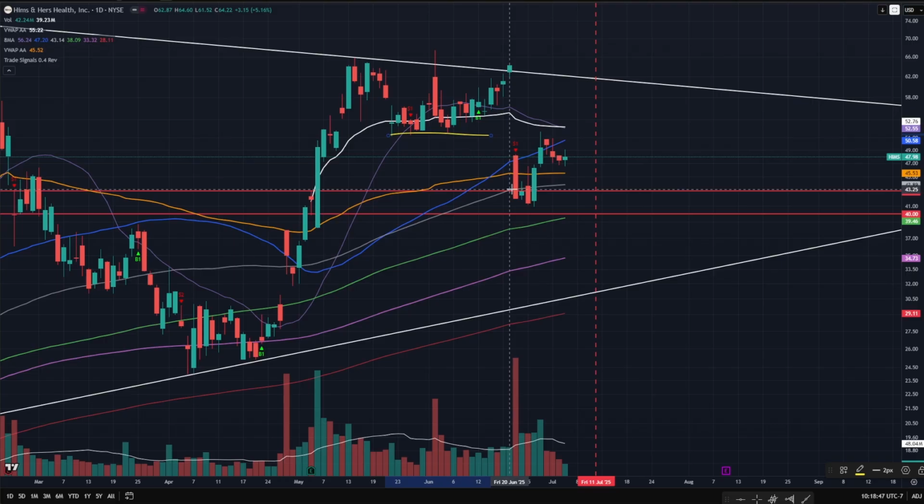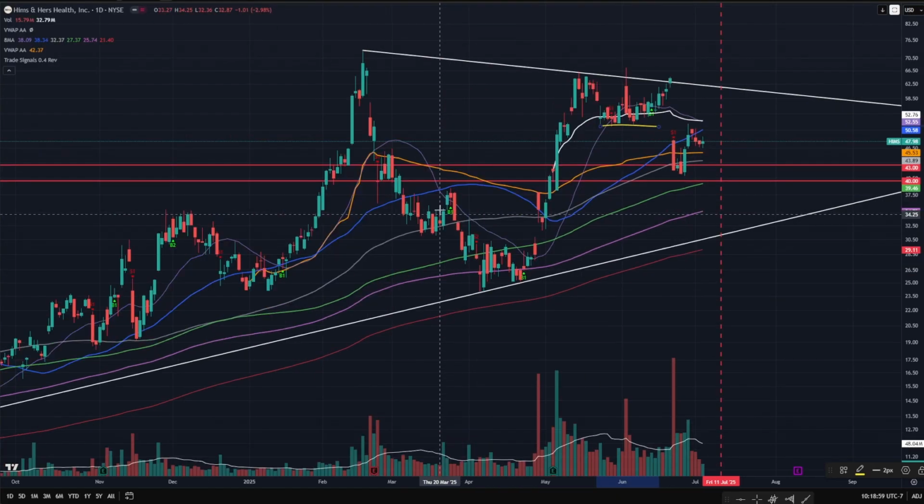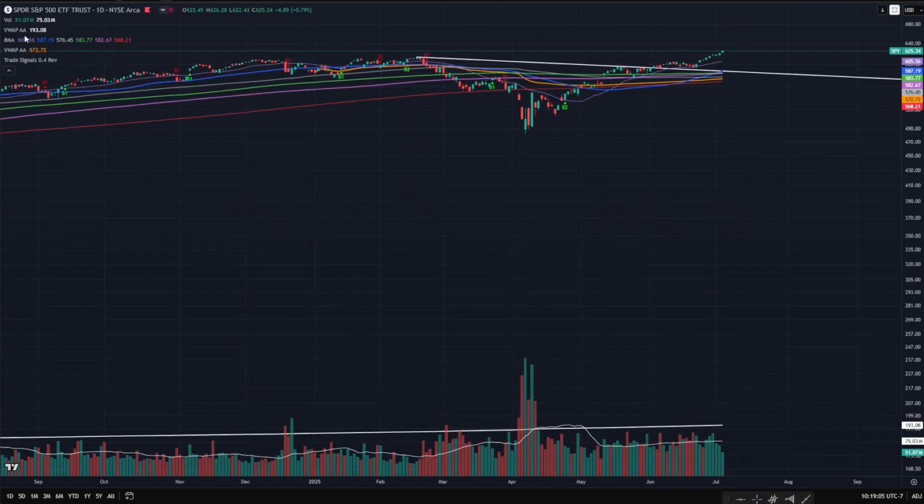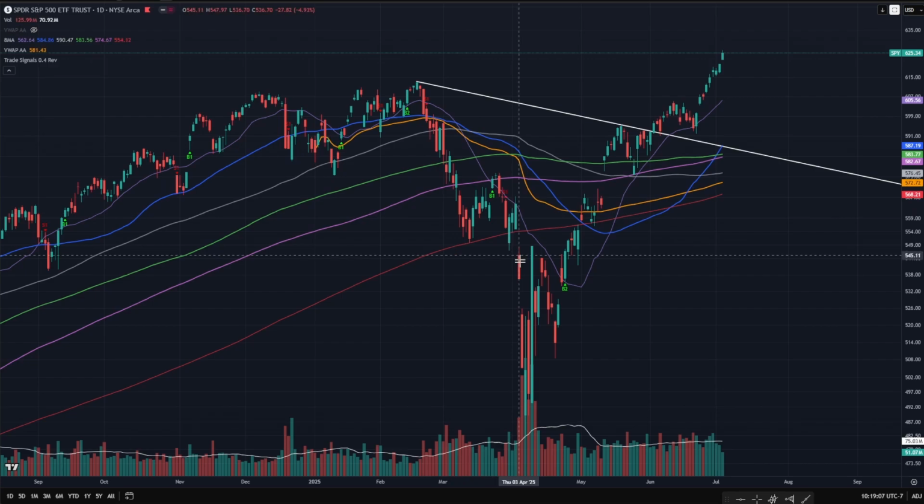But HIMS is a really good one if anyone wants to practice wheeling. Because it's a sub $50 stock. It has good fundamentals. It has good technicals. I mean, even when the tariff drop happened, it still stayed above its 200-day moving average, where SPY dropped way below their 200-day moving average, right?